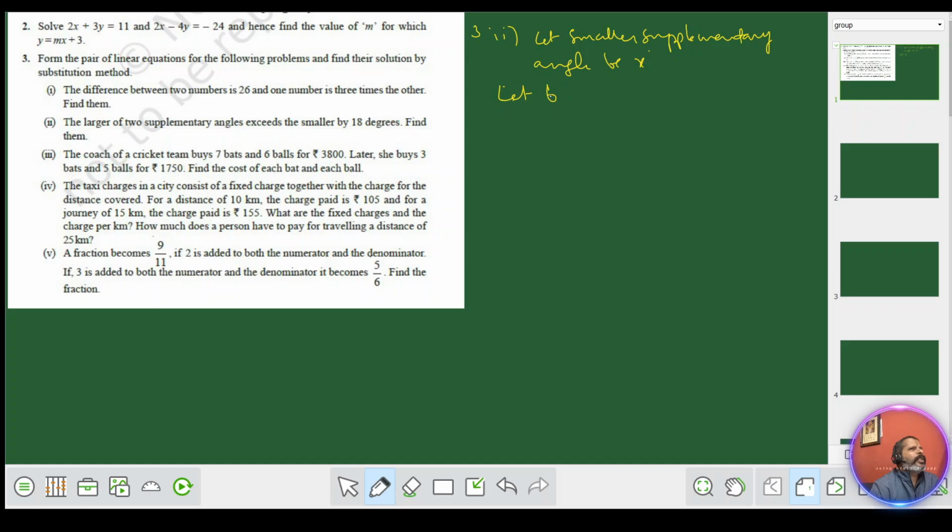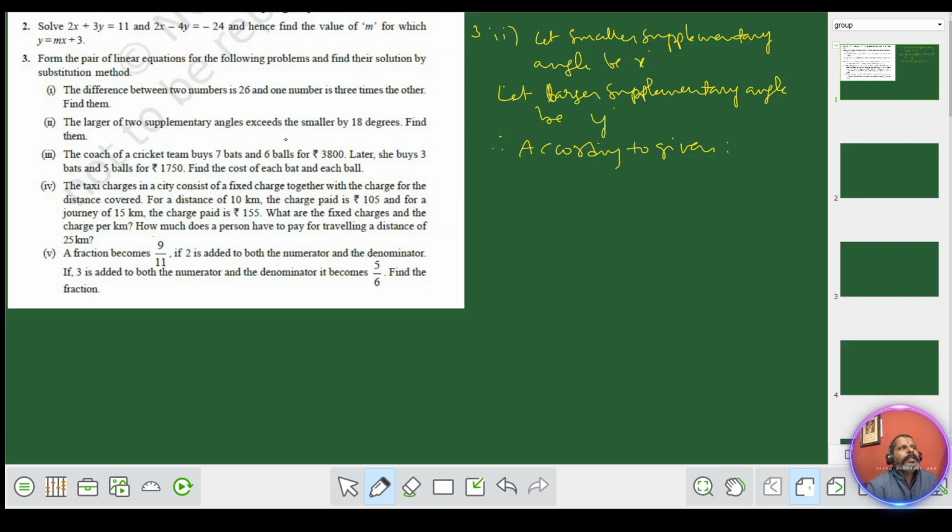the word they give, larger, right? Let the larger supplementary angle be y degrees. Therefore, we'll write according to given. Before you start the equation formation, you always write according to given, because we cannot repeat whatever is given again here. No need to repeat.